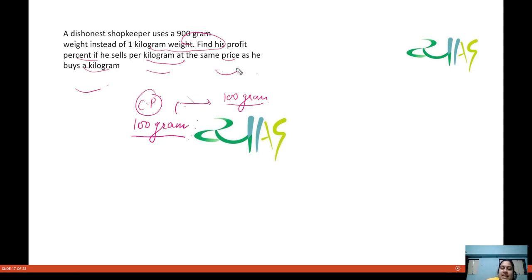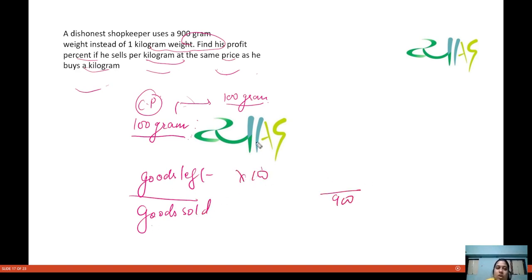So this is the same as what? Goods left divided by goods sold, into 100. So he is selling how much? 900 gram. What is he not selling? 100 gram. So this will be your answer. So 100 divided by 9, that is 11.11%. I hope you understood this question.